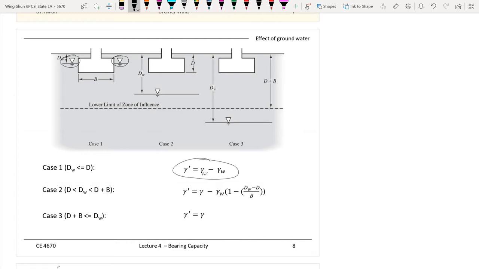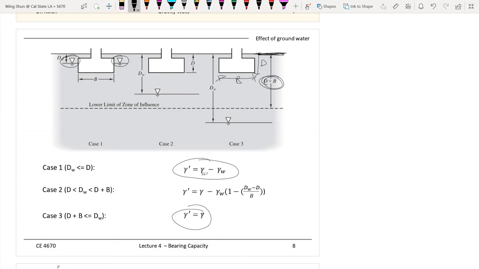Or the other case is your groundwater table is deep enough, at a depth greater than one foundation width below the bottom of your footings, plus the depth of the foundation footings. If it is that deep, then your effective unit weight is equal to the total unit weight of the soils, which means the water has no effect on the unit weight of the soils.